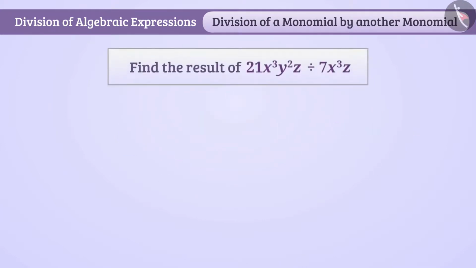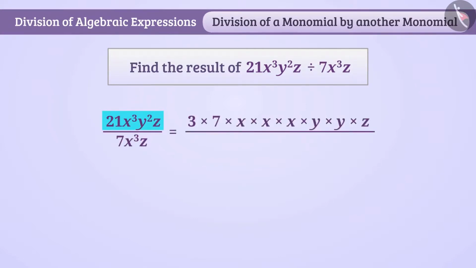Let's take another interesting example. Pause the video and try to divide 21x cubed y square z by 7x cubed z. What is the result? Let me tell you. We can write the factors of 21x cubed y square z like this and the factors of 7x cubed z like this. By cancelling the common factors in the numerator and the denominator, we get the result of division as 3y square. Now, you will be able to divide one monomial by another monomial.